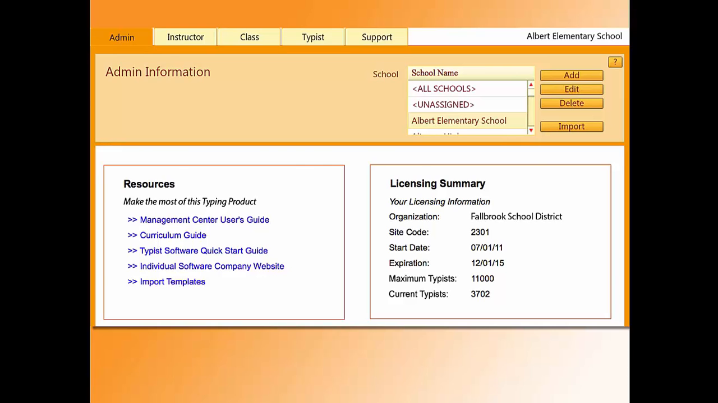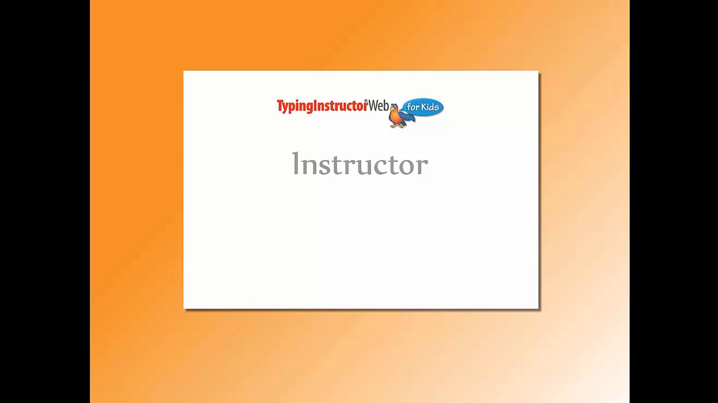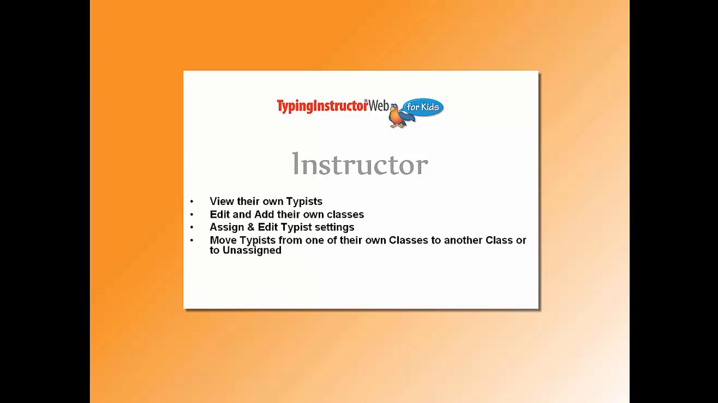The Admin tab is only available to the Master Administrator and instructors with administrator privileges. Non-administrator instructors can view, add, edit, move, and delete their own classes and typists. These instructors will not have access to the Admin and Instructor tabs in the Management Center. Instructor privileges include view their own typists, edit and add their own classes, assign and edit typist settings, move typists from one of their own classes to another class or to unassigned, view typist progress, view all unassigned typists within their own school. Please note, schools, instructors, classes, and typists may be classified as unassigned.